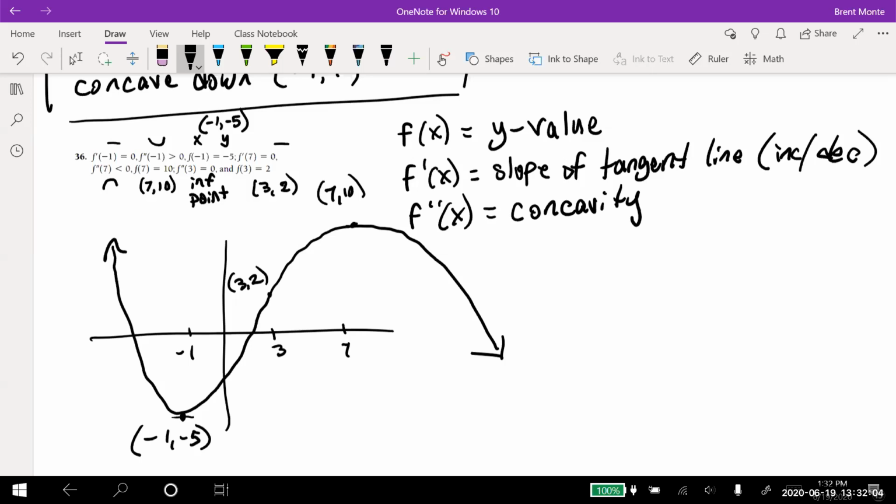There's not a lot of variation that you can have in this graph other than changing how steep things are going, things like that. But that's essentially what your graph should look like.